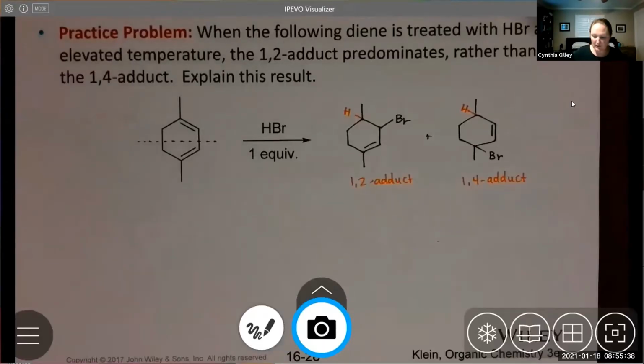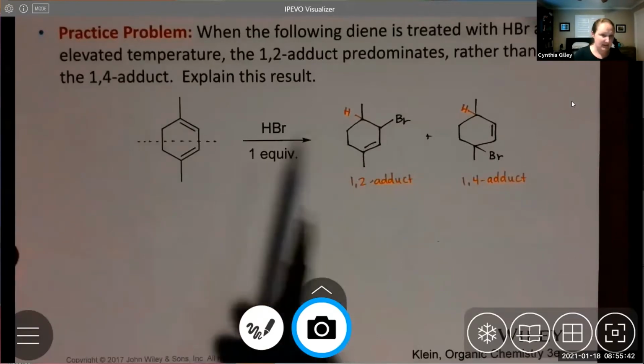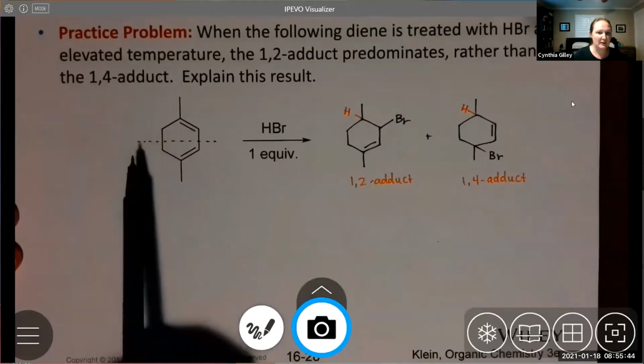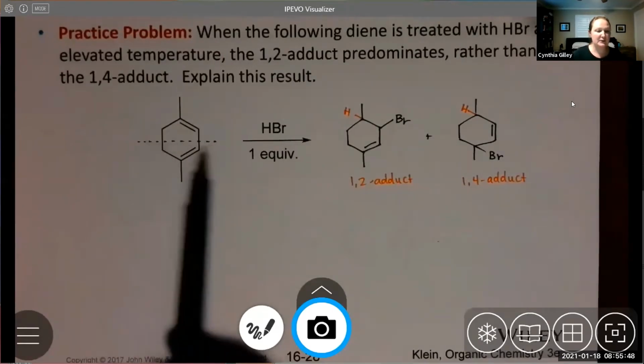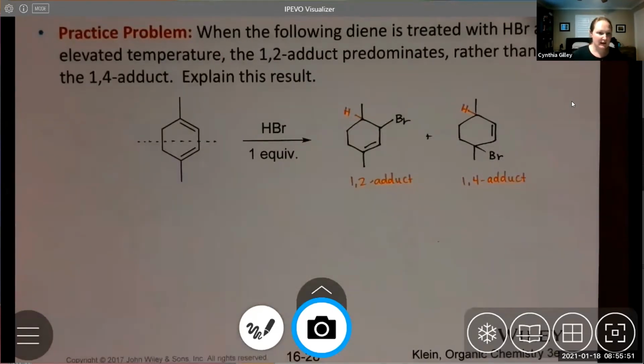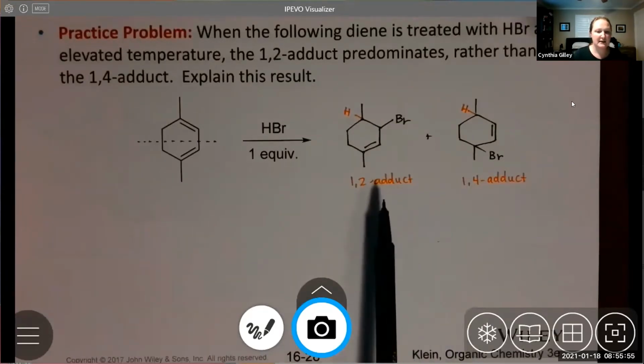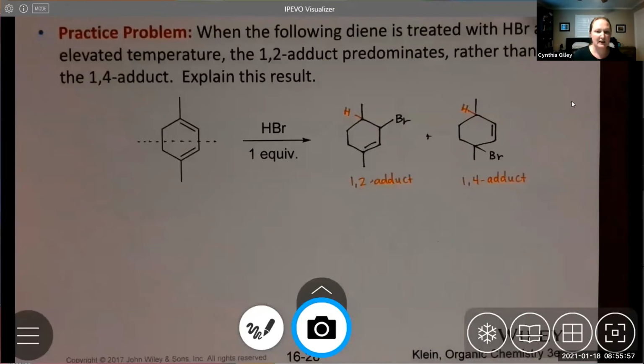Okay, so I began working on this problem before, but basically to recoup what I've done so far, I noticed that this is a symmetrical diene, so I drew in a plane of symmetry. Then I decided that I would first start by drawing both products. So I drew the 1,2 adduct and the 1,4 adduct. Now I'm going to look at the question again.